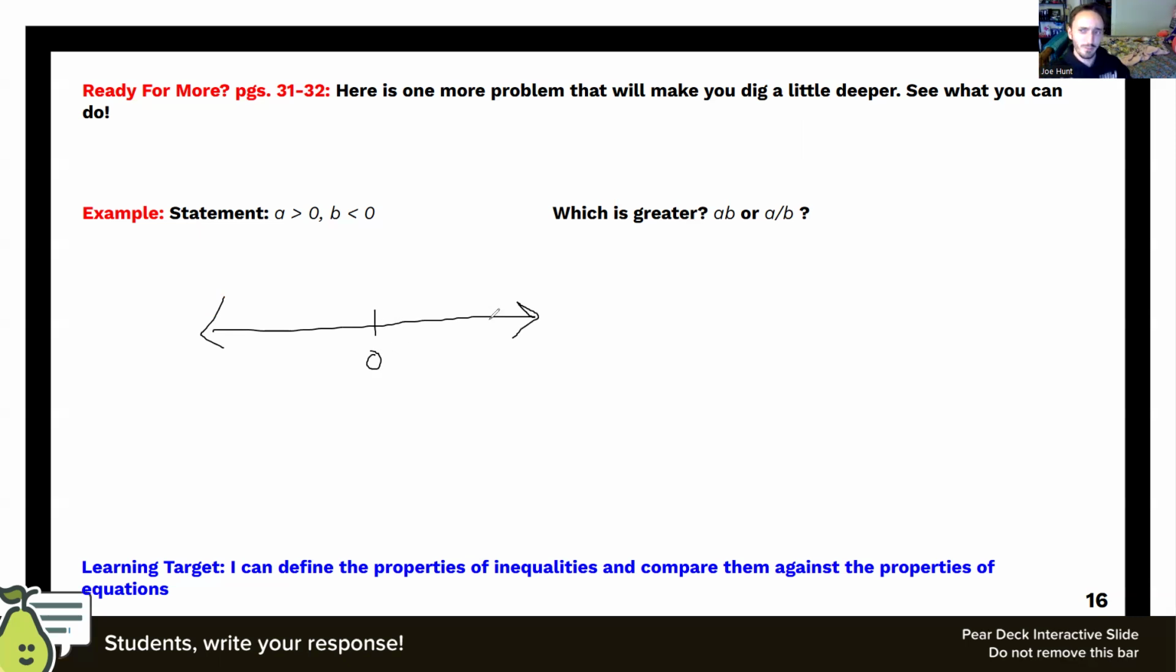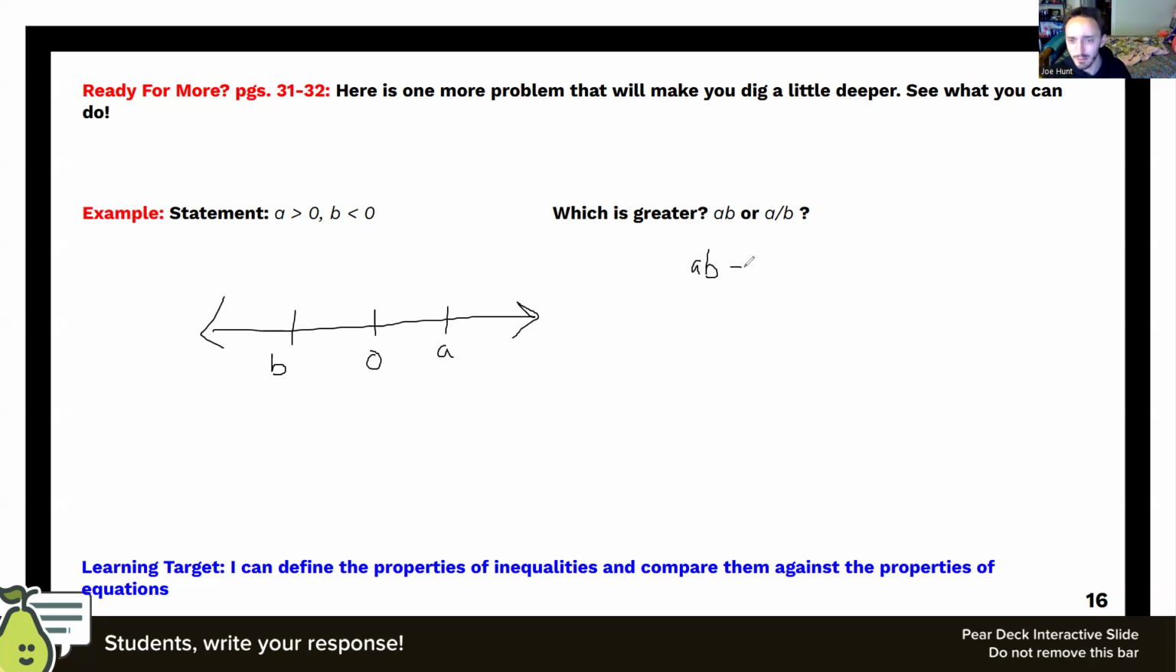All right, so as we wrap it up, we solidify our understanding and get ready to move into our work time. We have this initial statement that A is some mysterious number greater than 0. B is some mysterious number that's less than 0. So B is negative and A is positive. If I'm trying to figure out which one's greater, A times B or A divided by B, some interesting possibilities might be popping up in the process.